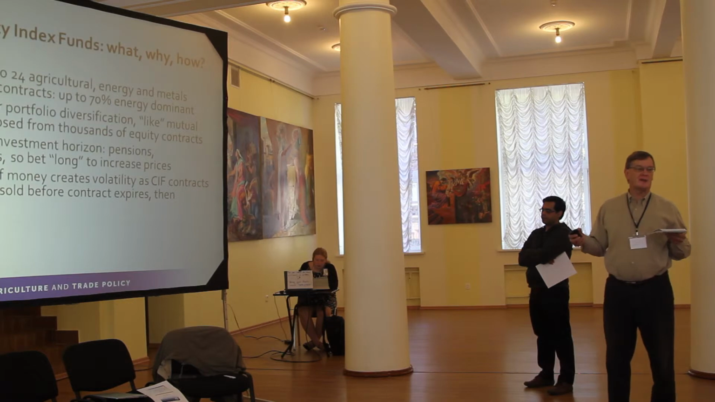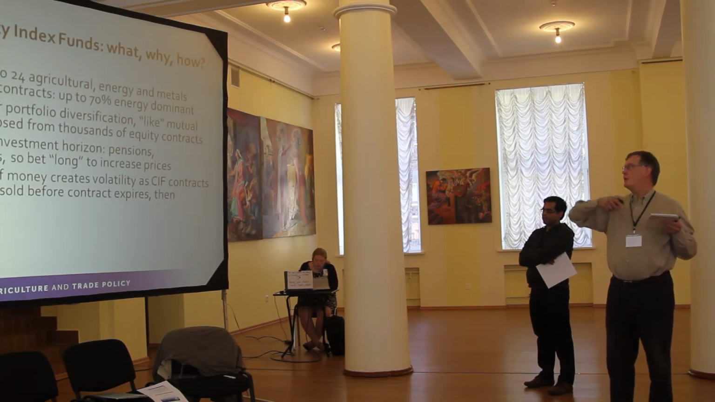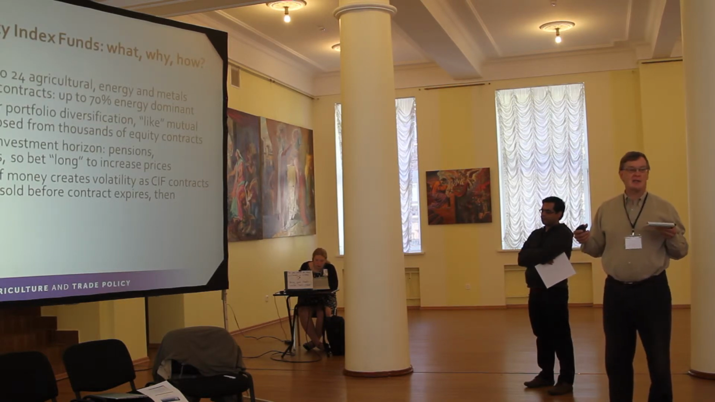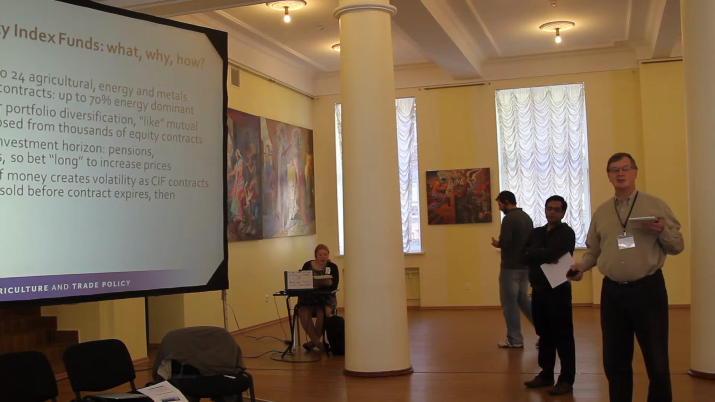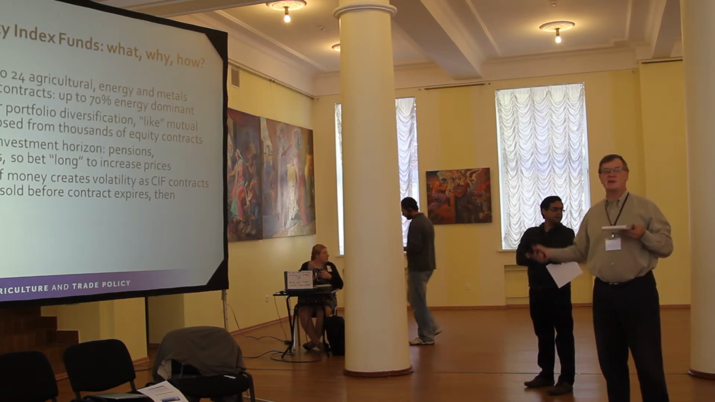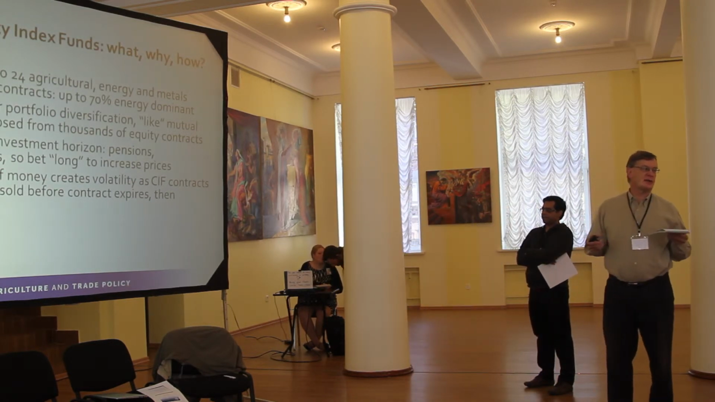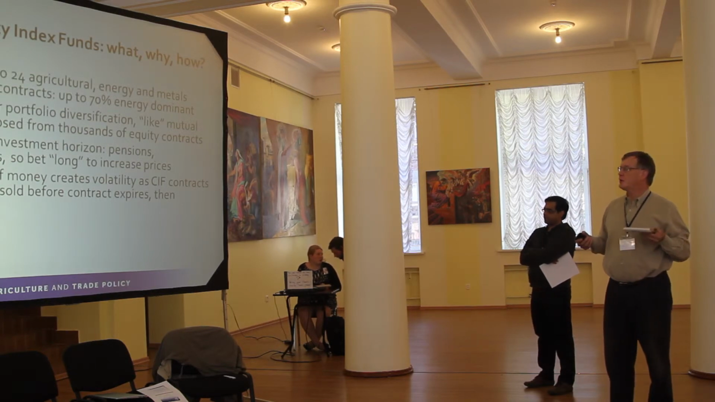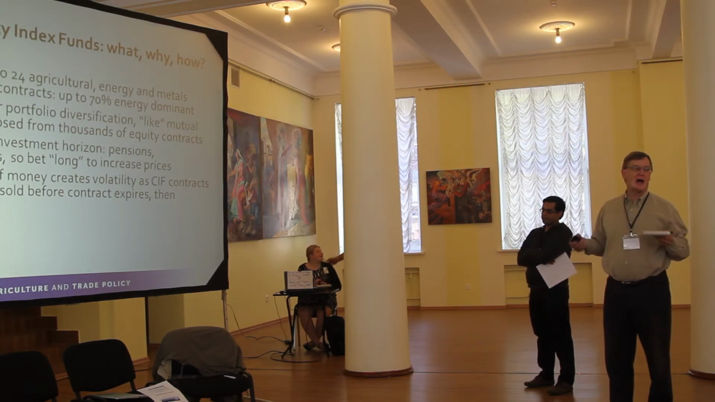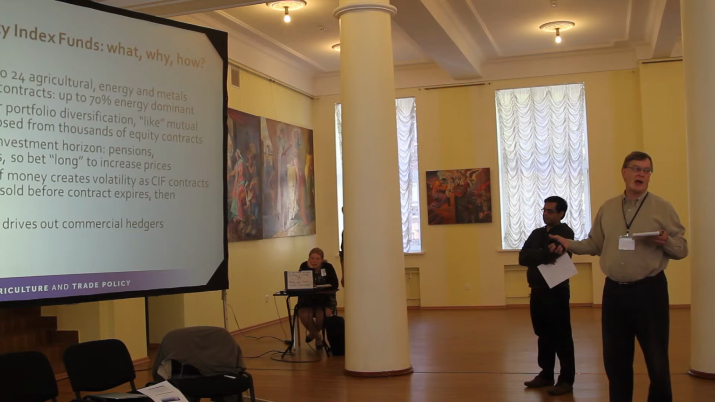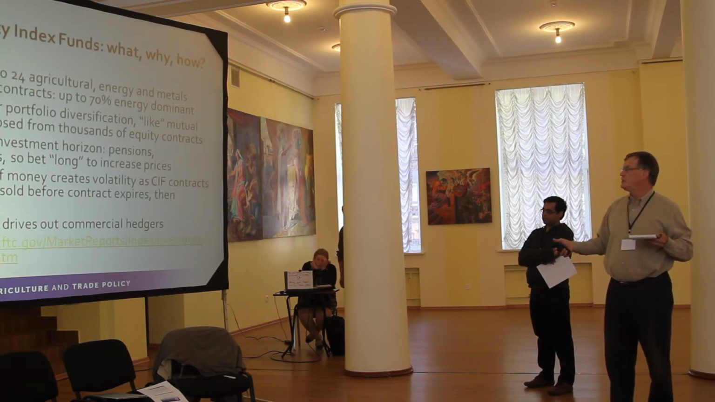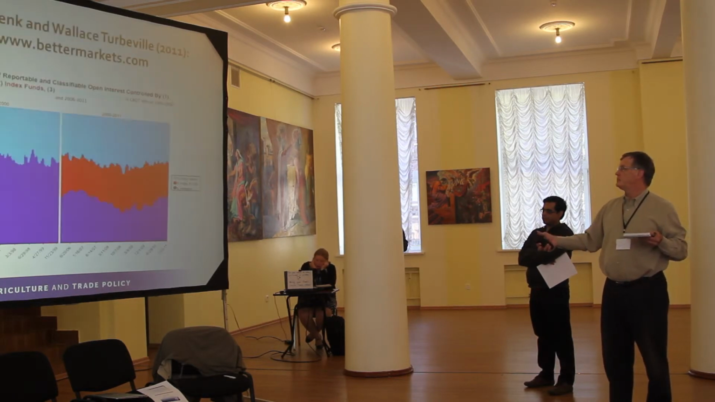And they create volatility because they are always selling the contracts before they expire. They never take delivery of the commodity. And when they roll these contracts, buy them and sell them, because they're traded over the counter and not reported, they create a lot of rumor, and the rumor drives volatility. And the commodity index funds drive out commercial hedgers who need to use these markets.